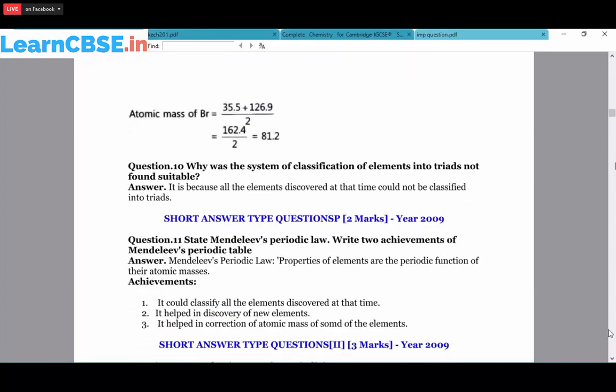Next question. Why was the system of classification of elements into triads not found suitable? It is because all the elements discovered at the time could not be classified into triads.